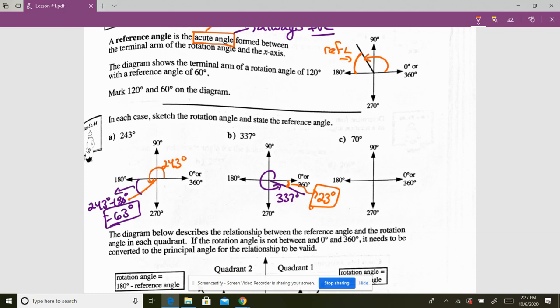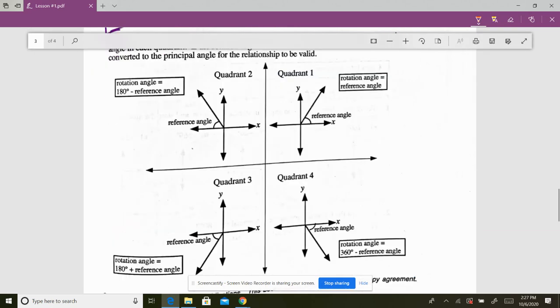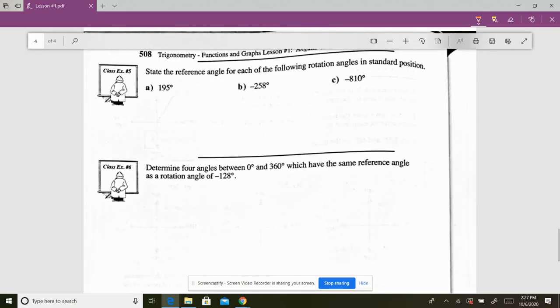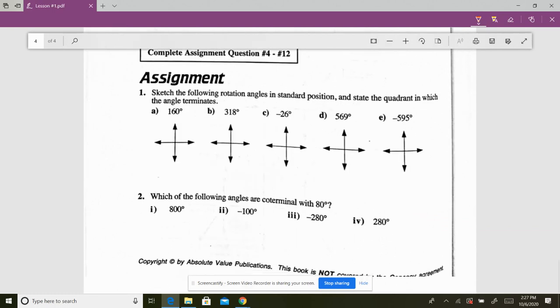C, 70 degrees. What quadrant? 1. What's my reference angle? 70 degrees. If you're in quadrant 1, the reference angle is the rotation angle. Okay, you always rotate either back or forward to the closest x-axis. Does that make sense? Okay. Number 1, please. Oh, no, hang on. No, number 5, I think it's what I want you to do. Yes. Number 5. Doing reference angles.